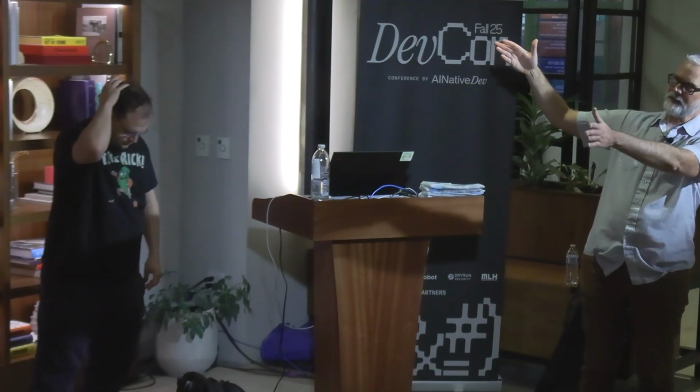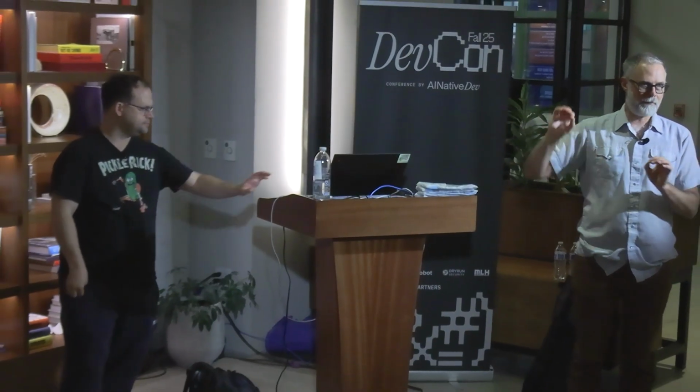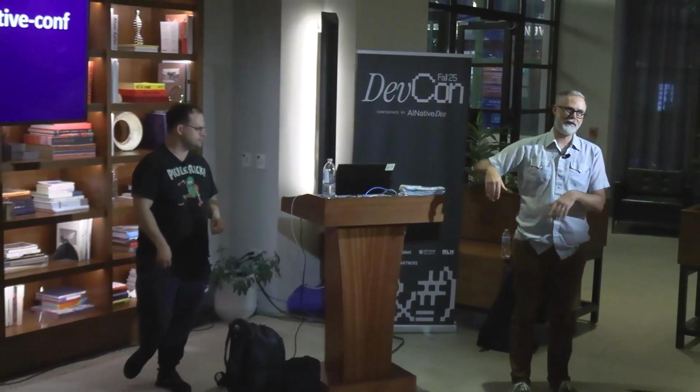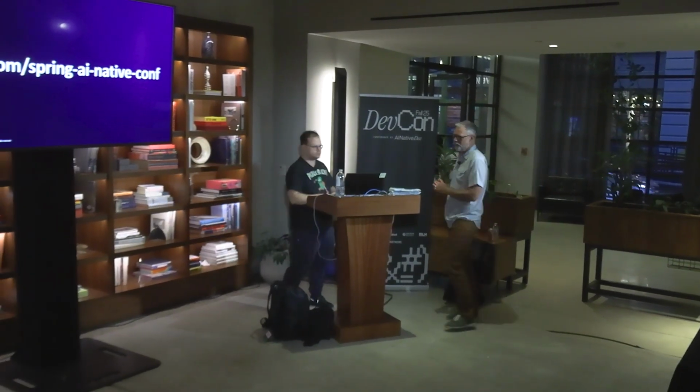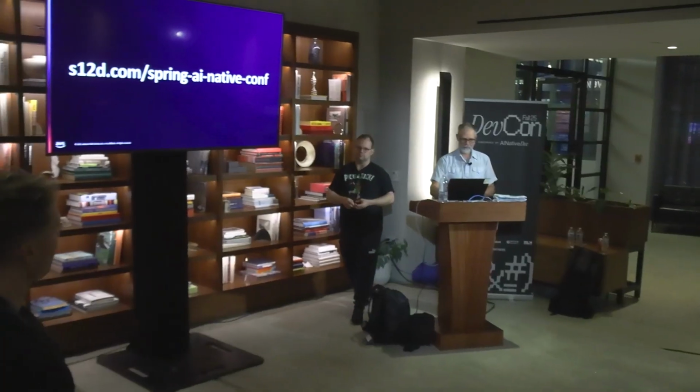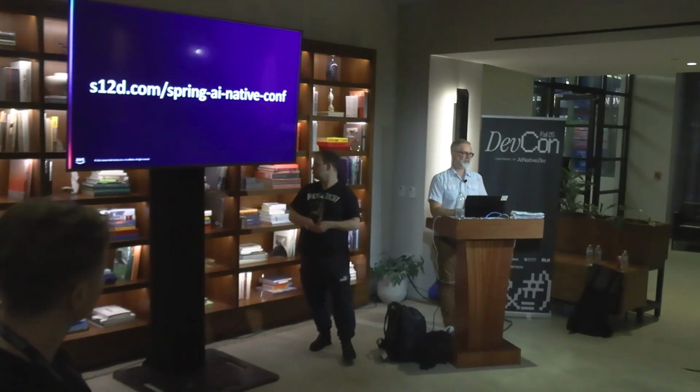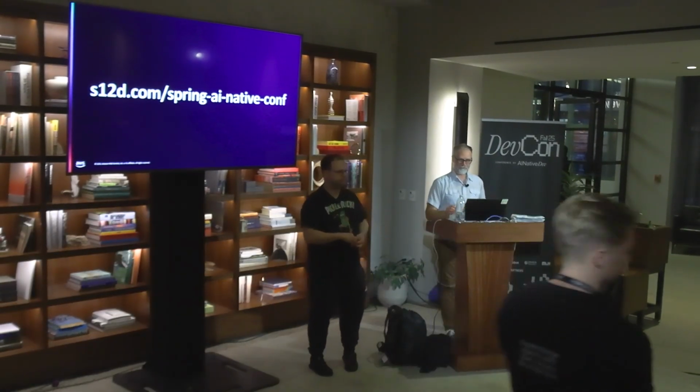I think. Well then let's get started on the workshop. Here's what you need to do. You need to point your browser to that URL, s12d.com/spring-ai-native-conf. Then I'm going to show you the first few steps, but all of the material for the workshop is in there, and I'll show you how that works. So get that URL in there. I'll give you another minute to do that.